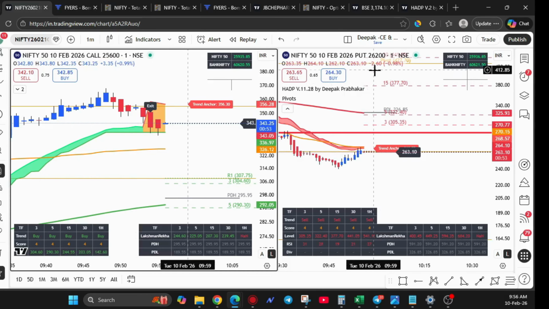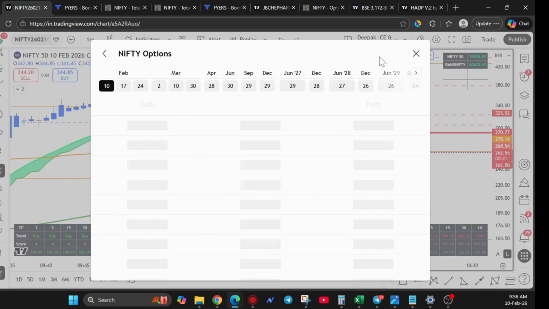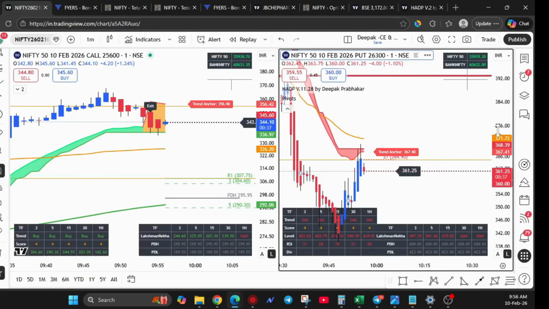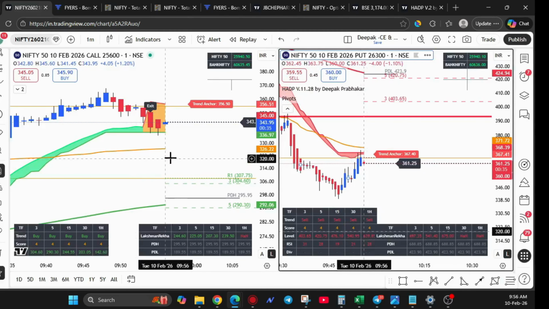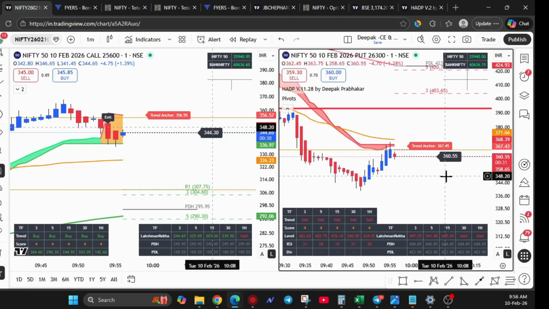And maybe upside also we can change now. So 25,950 plus 300 is 26,250. So we will switch over to 26,300. Okay, now these are almost equally priced, right? So we will wait and see.